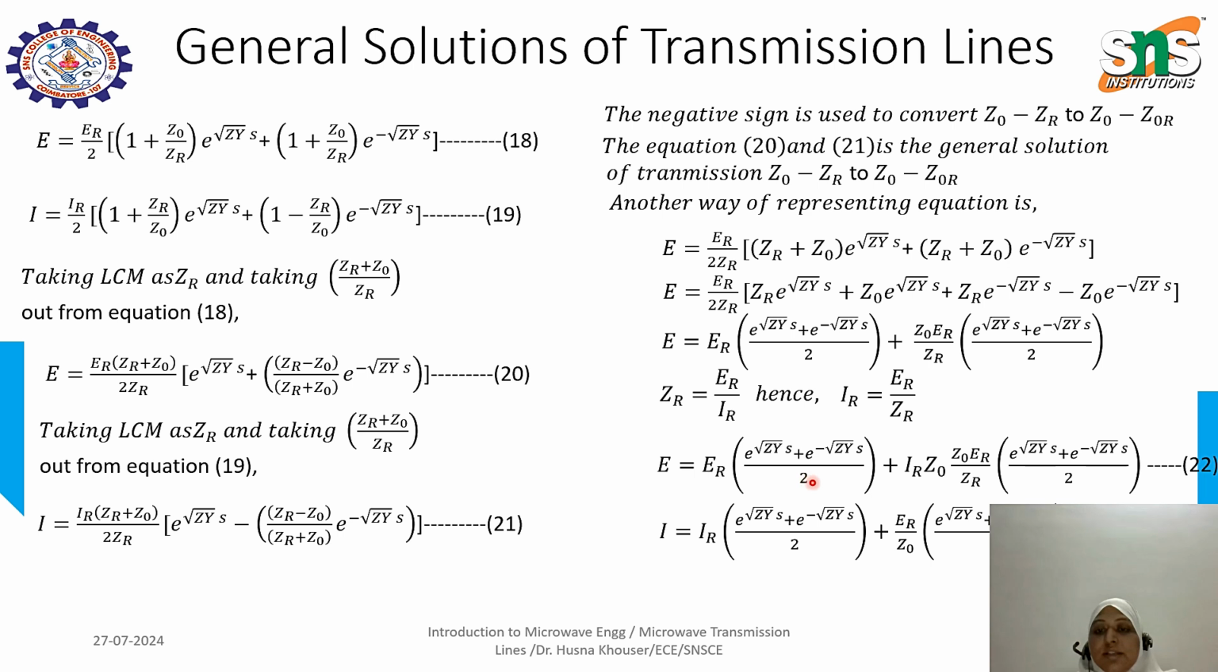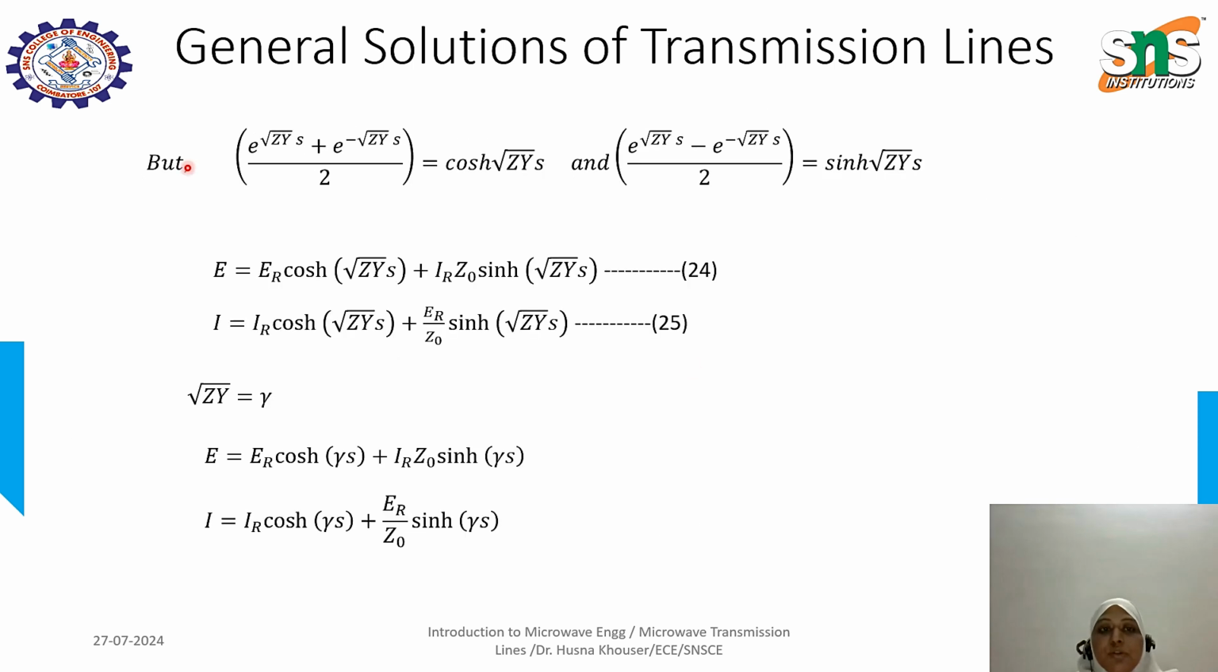This term we consider as the propagation constant. So e to the power of root ZY s plus e to the power of minus root ZY s, by 2, we have written as cosh of root ZY s, and similarly the other term we have written as sinh of root ZY s. By putting these terms into the equation, we get the two general solution equations: E is equal to ER cosh of root ZY s, plus IR Z naught into sinh of root ZY s.